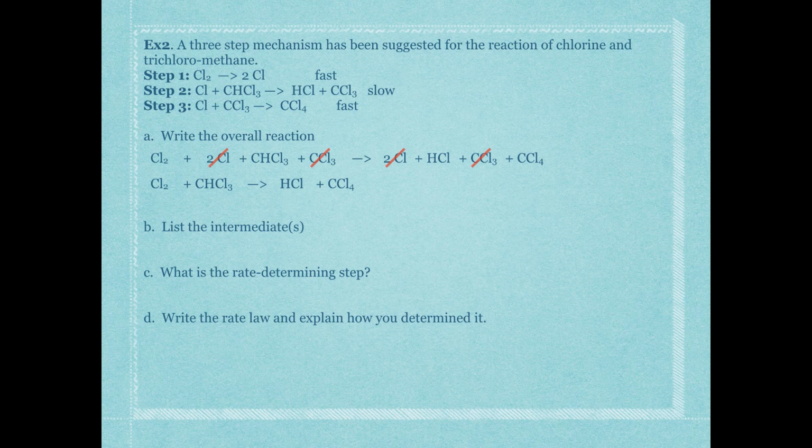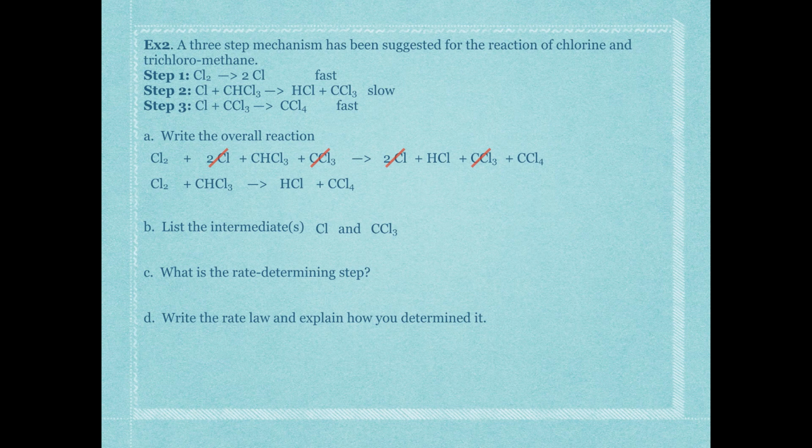So let's look at Cl first. Notice Cl is produced in step 1 and then used up in step 2 and step 3. Therefore, I know it's going to be an intermediate. My other intermediate, notice, CCl3 is produced in step 2 and it's used up in step 3. Okay, so those are my two intermediates. If a question asks you to explain how you know it's an intermediate, all you need to say is it's produced during the course of the reaction and it is used up.